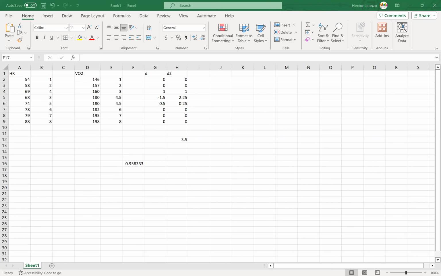Let me remind you of the formula that I said for t. It is going to be my r, which we have, oh no, that's not my r. My r is right here, times the square root of n minus 2, but remember n is 8, so the square root of 6, divided by the square root of 1 minus r squared.